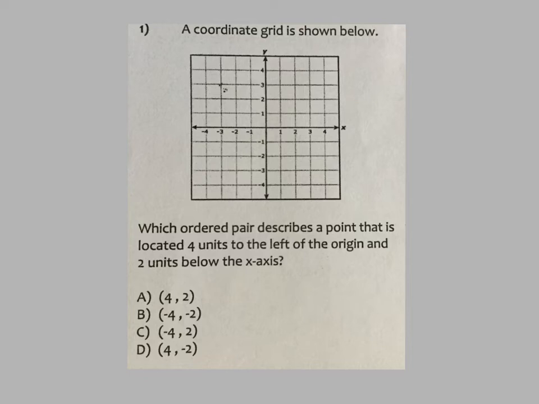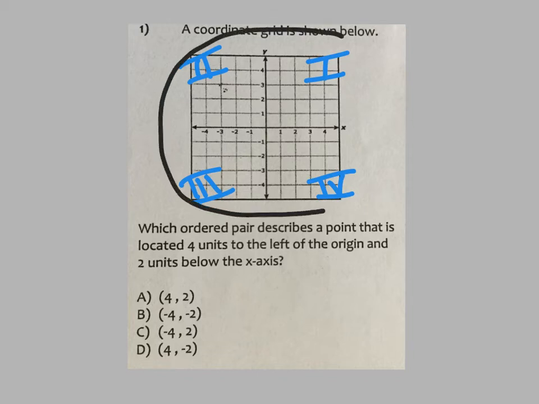A coordinate grid is shown below. Which ordered pair describes a point that is located 4 units to the left of the origin and 2 units below the x-axis? So on a coordinate plane, you may remember that the quadrants are numbered counterclockwise. 1, 2, 3, and 4. Drawing the letter C around your coordinate plane would remind you the order you need to number those quadrants, counterclockwise.